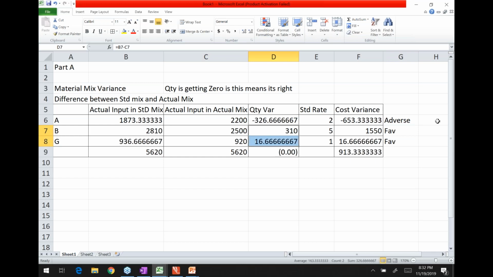Beta and gamma together, if you see 310 plus 16.667, beta and gamma have been used less, and in order to compensate for this 326 material used less, you have used more alpha. So you have used more alpha in order to compensate for the less use of beta and gamma. That is why the net difference is 0. So this is interchangeable.